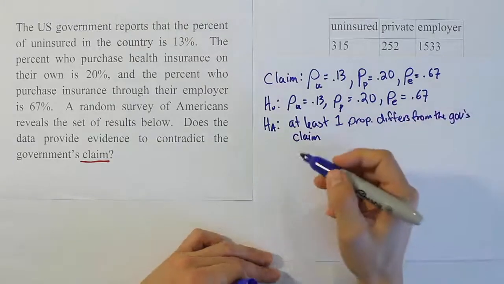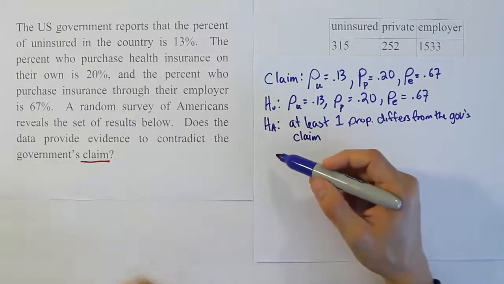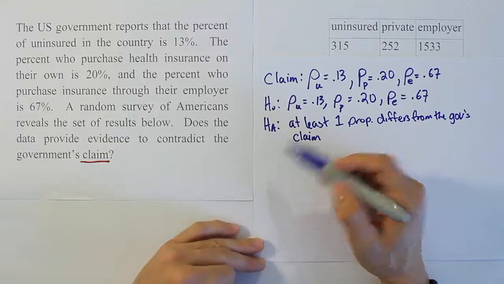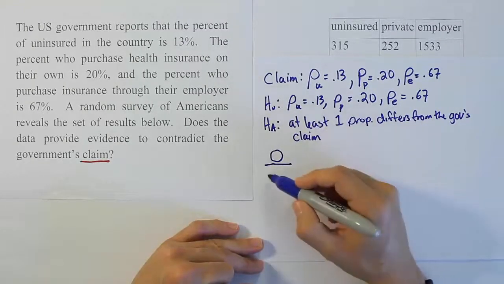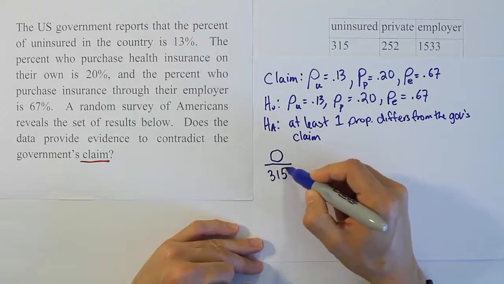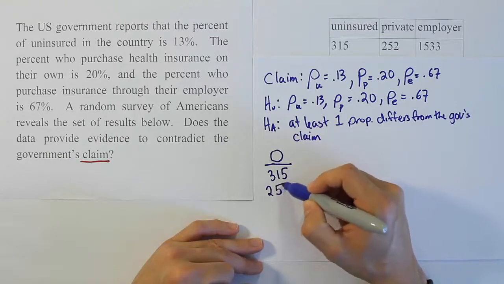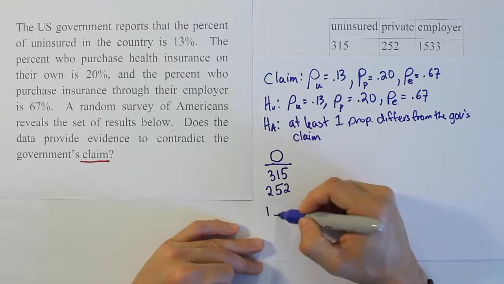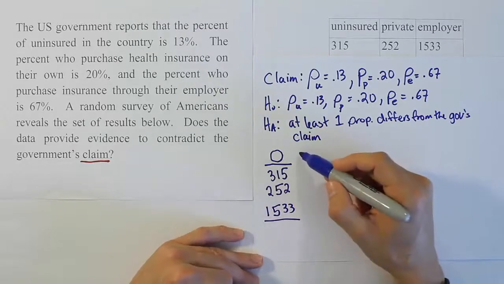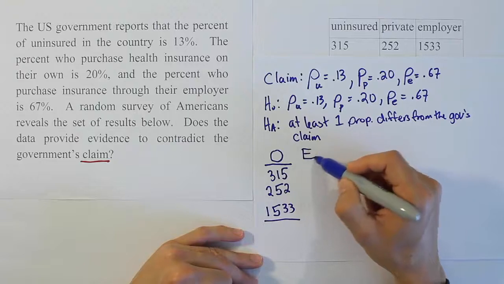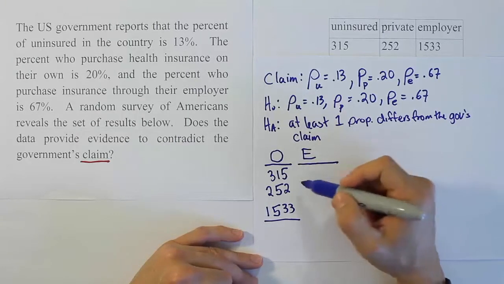All right, now from there, what we want to do is organize the data, and use this data to calculate our test stats. So we start out by listing all the observations in a single column. So 315, 252, and 1,533. Those are our observations. Then in the next column we're going to do the expectations, what we expect to see happen.